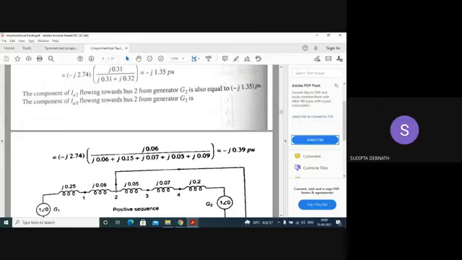It will be the otherwise. In the numerator, it will be 0.032, that means this impedance, reactance, and in the denominator, it will be this one. Or just subtract this 1.35 from 2.74.